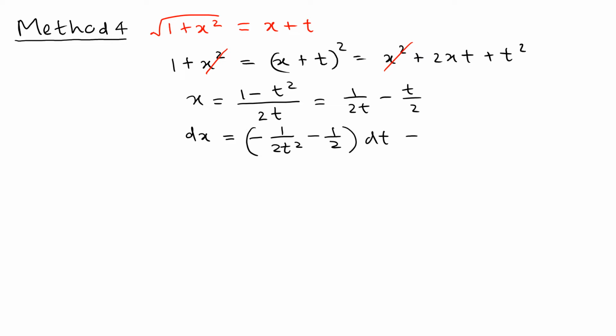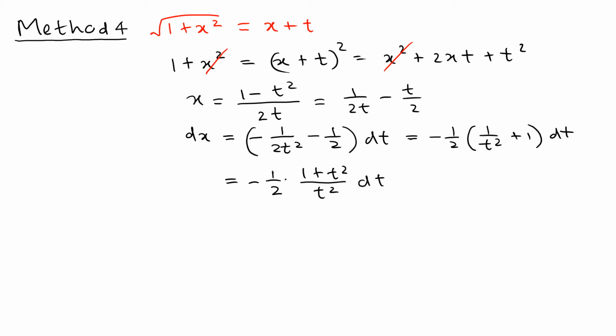You can write this in a different form. You can pull out the 1/2, and then you have 1 over t squared plus 1 dt. This is also equal to negative 1/2 times 1 plus t squared over t squared dt. So this will be useful when we do the simplification. Okay, now we have everything we need.